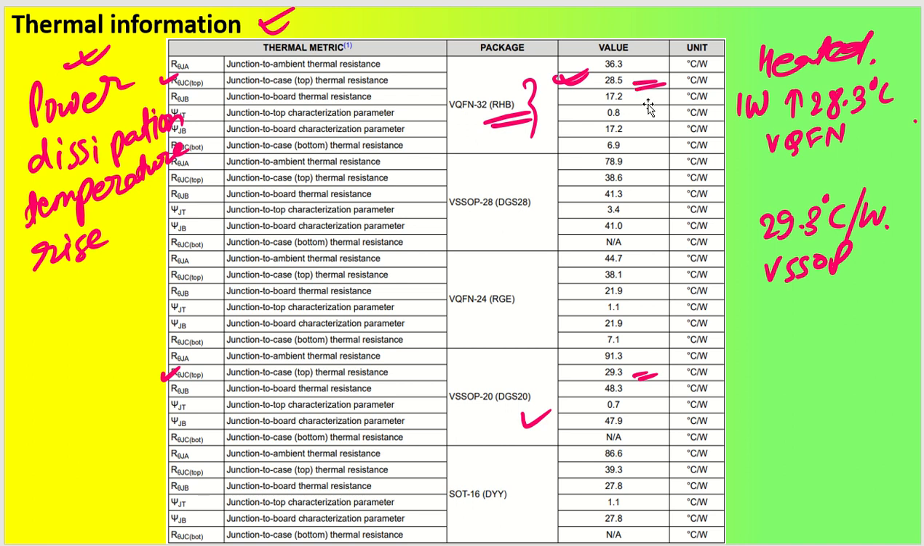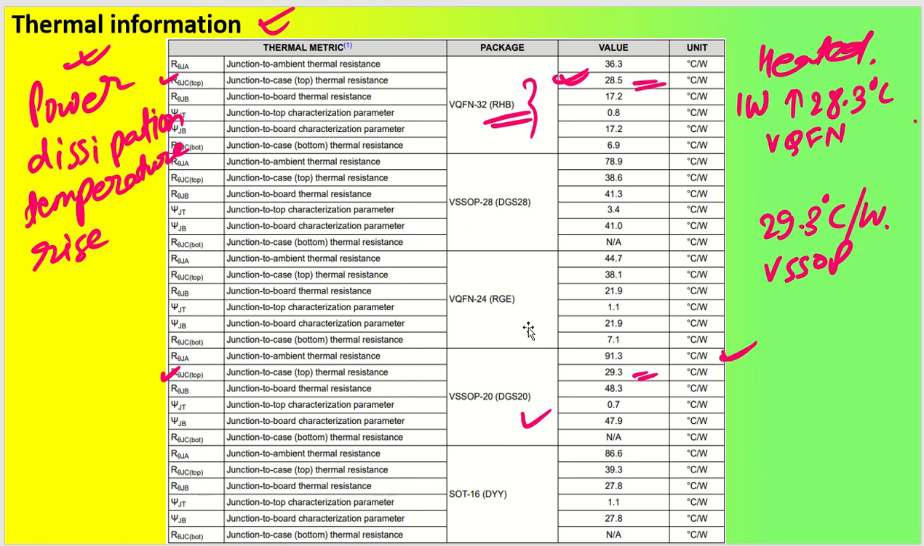If you compare this VQFN package with the VSSOP package, you can see the VSSOP package thermal capabilities are quite small compared to the VQFN package. The VQFN has 36.3 junction to ambient thermal resistance, whereas the VSSOP has 91.3 degree centigrade per watt. So this is very, very bad. However, where there is no need of thermal dissipation, or no application where the temperature will increase a lot, these devices are recommended because they have pins outside.